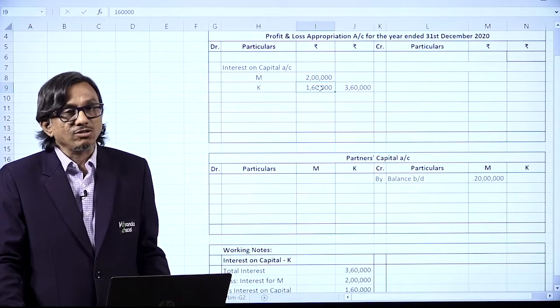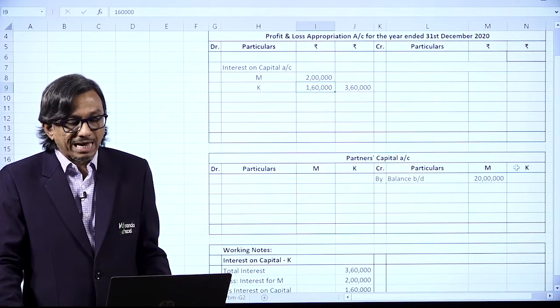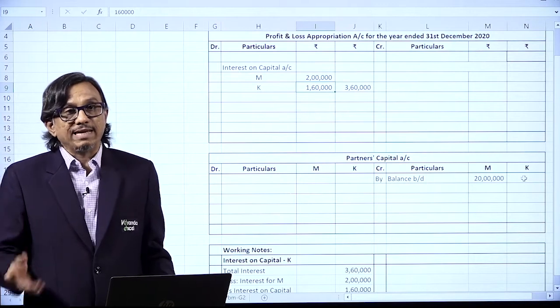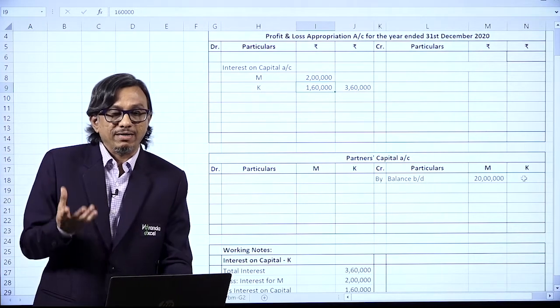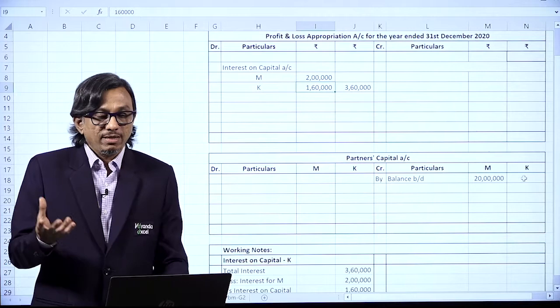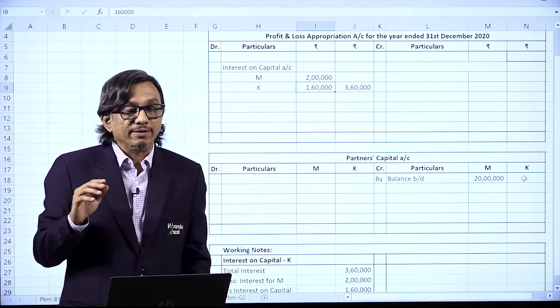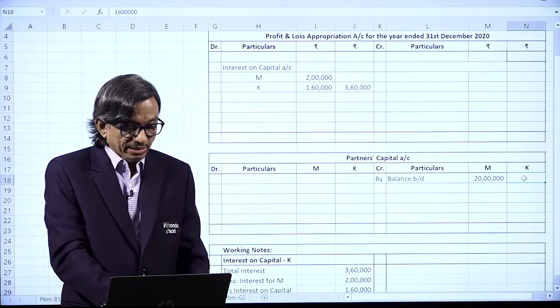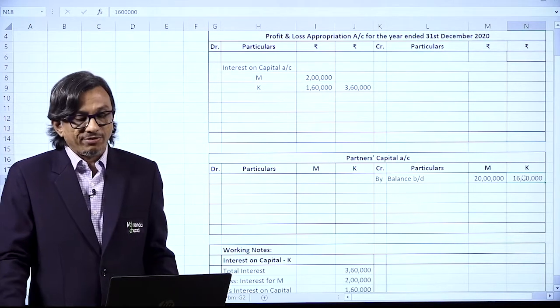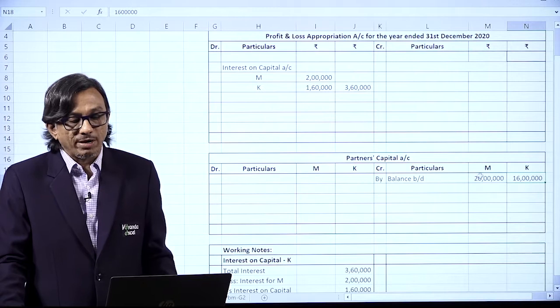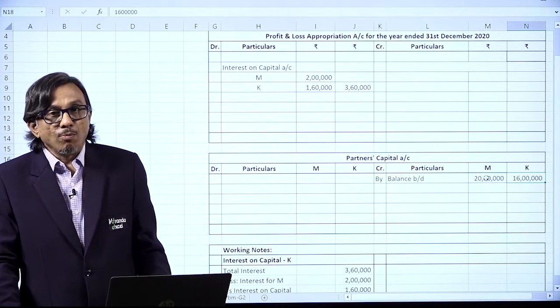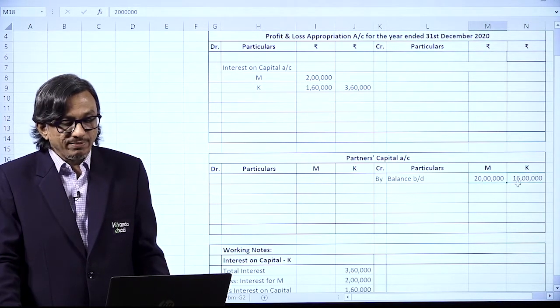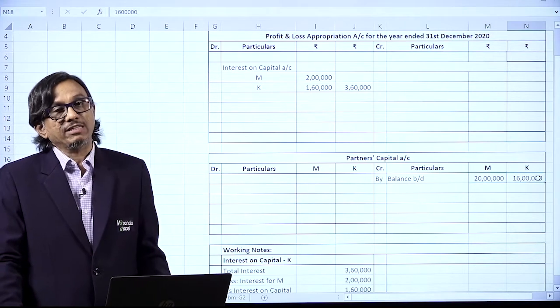If K's interest on capital is 1,60,000, what will be the capital of K? 10% on capital is equal to 1,60,000. Therefore, what will be the capital of K? Divide 1,60,000 by 10% and you will get the capital of K. So now we have filled up the opening balance. The opening capital of M is 20 and K is 16.